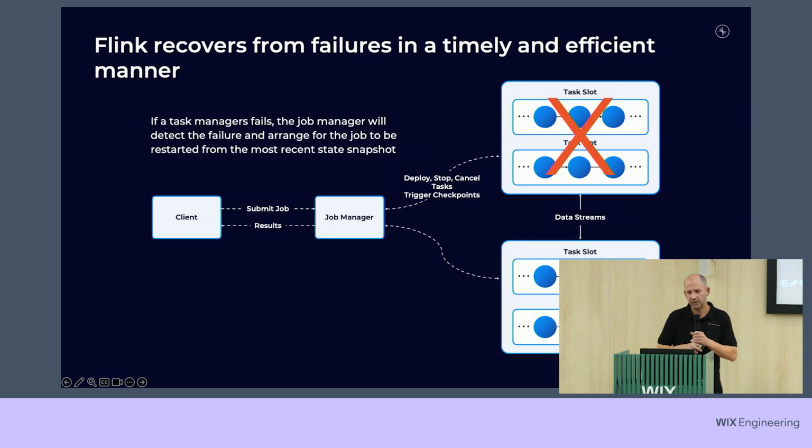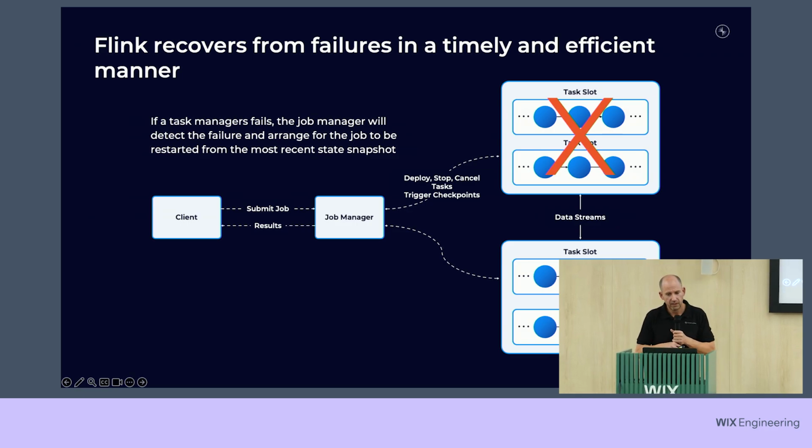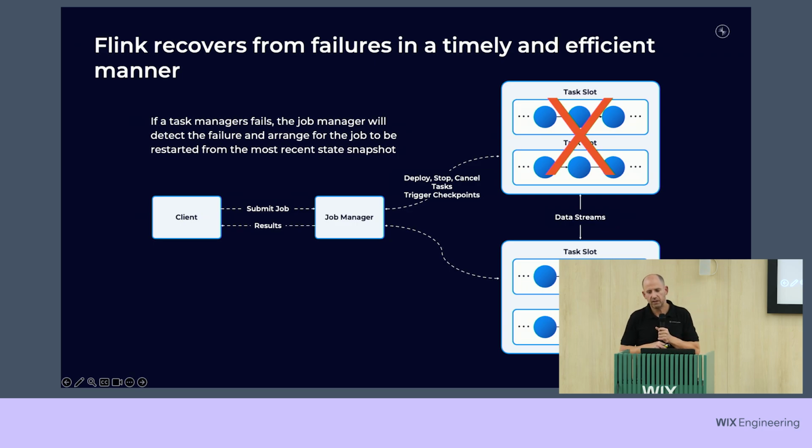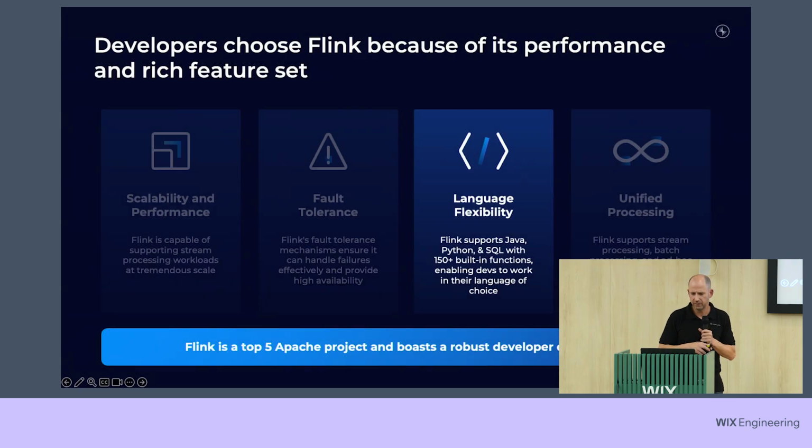So if, again, we look at the architecture, the job manager oversees the execution of a job. And if a task manager fails, as we can see here, the job manager will be aware of that, and it will assign a new task manager that will execute the job from where it left off using the checkpoints. And this ensures fault tolerance and ensures that the job can continue exactly where it left off without losing data or progress. Okay, so this is fault tolerance.